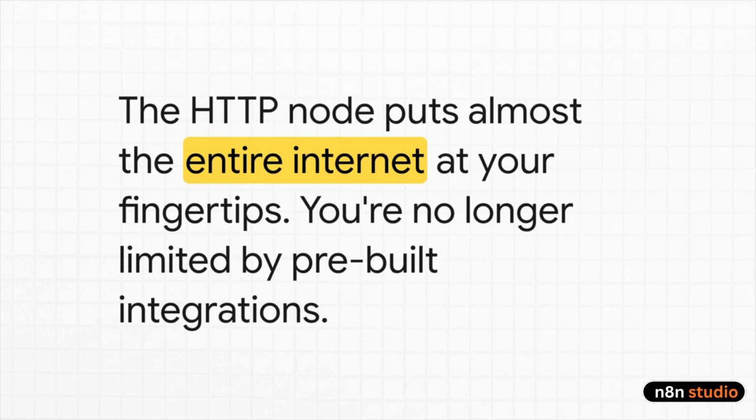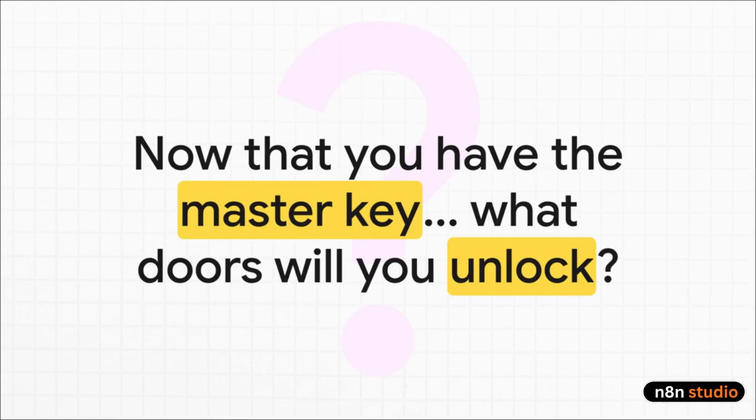It gets rid of the boundaries between different services. With this one node, you're no longer stuck with just a list of pre-built integrations. You have the power to connect to almost anything. The entire internet becomes your automation playground. So, I'll leave you with this. You now understand the 5 basic commands that move information all across the web. You have the master key. You can connect your automations to a whole universe of new services and possibilities. The only question is, what door are you going to unlock first?